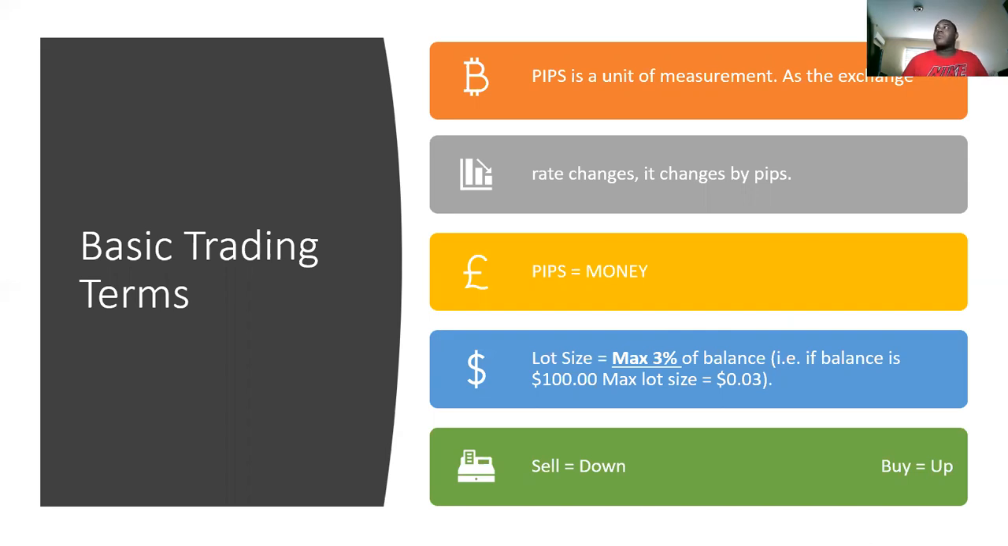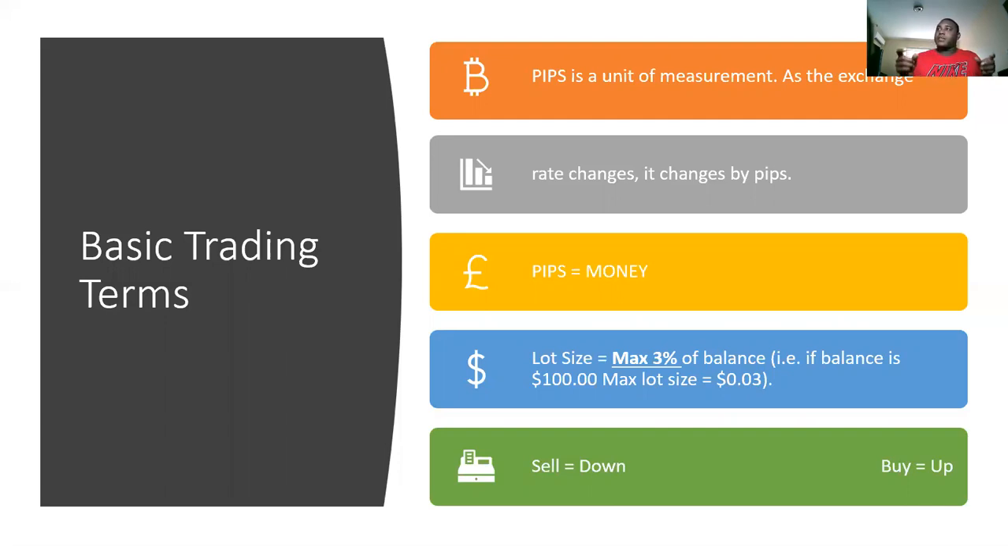So the basic terminology that you're going to need, and you're going to hear a lot about these. Pips is basically the unit of measurement. As the exchange rate changes, it changes by pips. Pips basically equal money. You're going to hear traders say they caught 10 pips, they caught 100 pips. Most people won't say money because of the lot size. Everyone's going to have a different lot size, and lot size is basically just how much you go in the trade for. When you go to the academy, they'll break it down a little bit further to help you understand which lot size you need to be using.